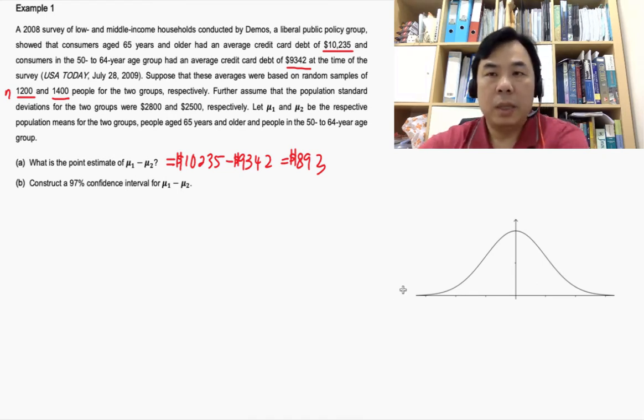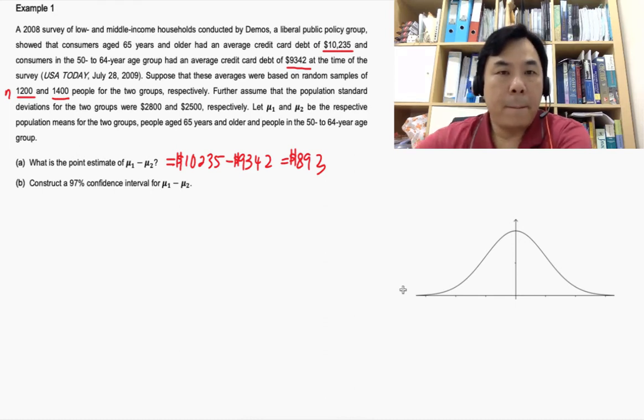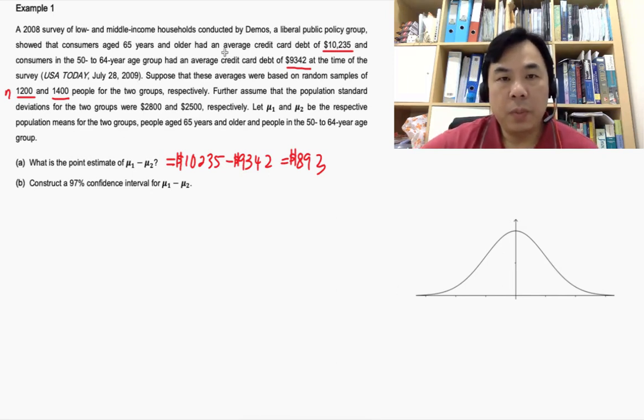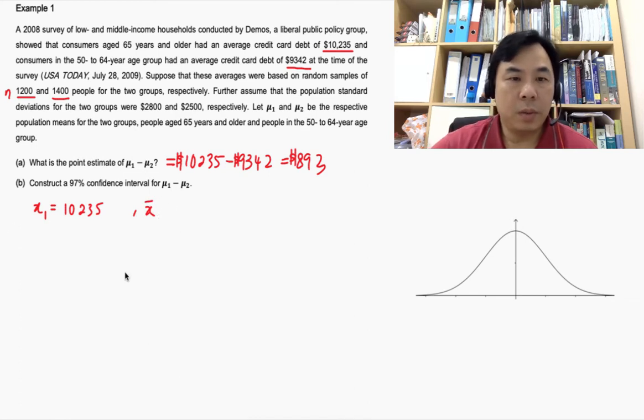Now construct a 97% confidence interval for the population's difference, the mean difference between the populations. First of all, we will need to write down all the information that we have been given. So we are given x1 is 10,235, whereby x2, okay, maybe x1 is here.